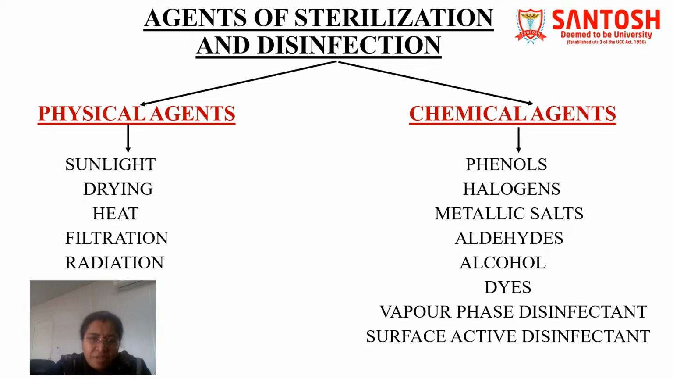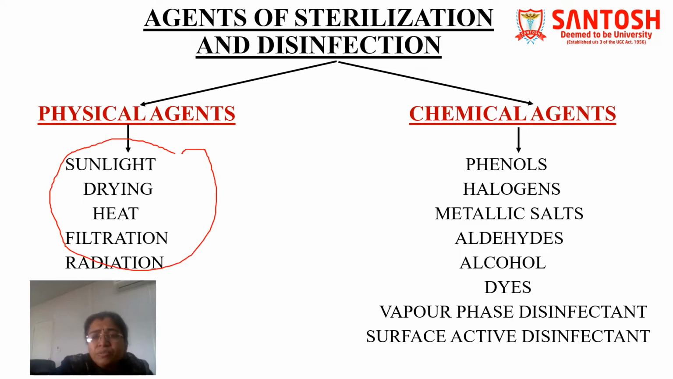Now the agents of sterilization and disinfection are mainly divided into two broad categories: physical agents and chemical agents. Physical agents include sunlight. Living in India, we all know that anything we have to get dry or sterilize, we keep it in sunlight. Then there is drying. We can go for the drying method, then the heat method, filtration method, and radiation method. So these are all physical agents. Okay.